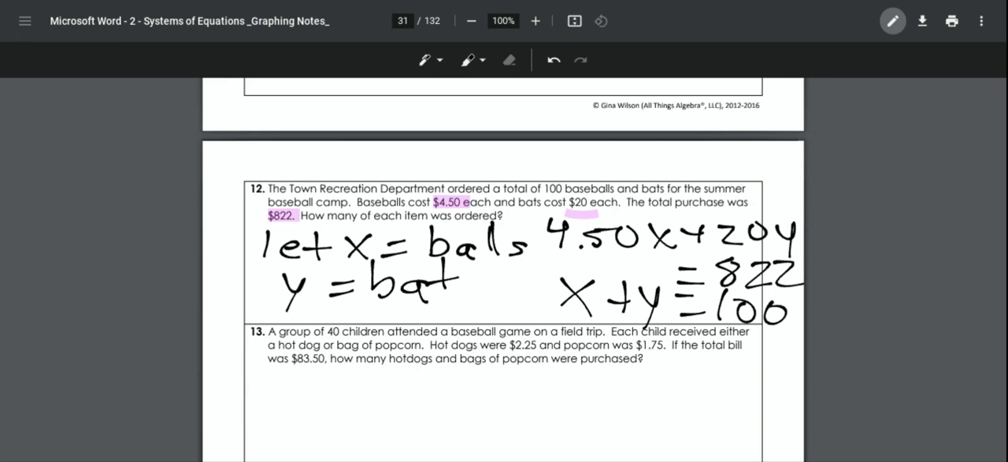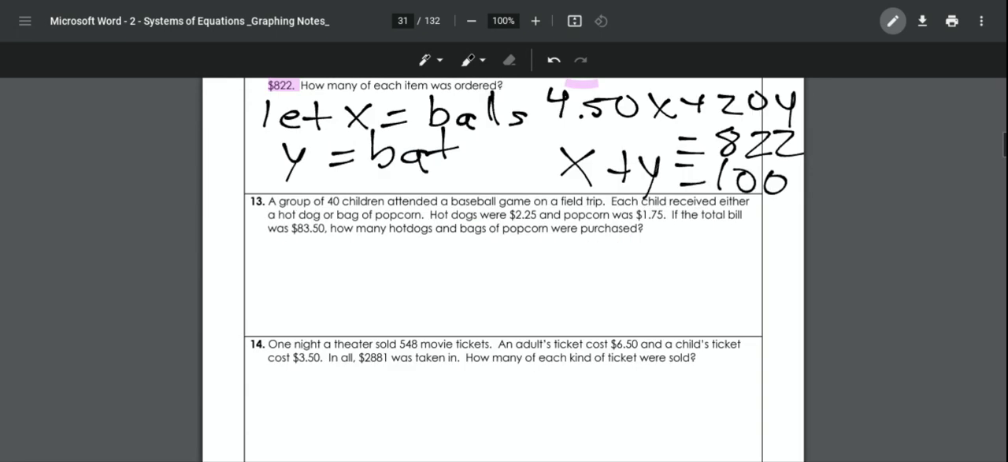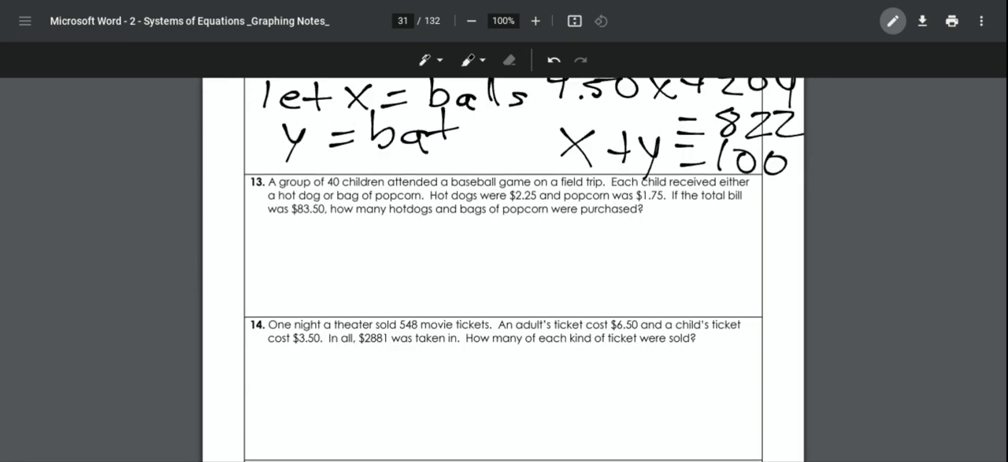Okay, so then you would solve this. So you would probably multiply the bottom equation by 4.50 to get rid of the x's, or multiply by 20 to eliminate the y's. You could also use substitution to figure out your answer. The final answer with the work will be posted in the note sheet.